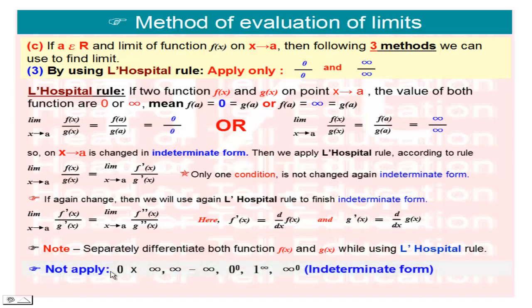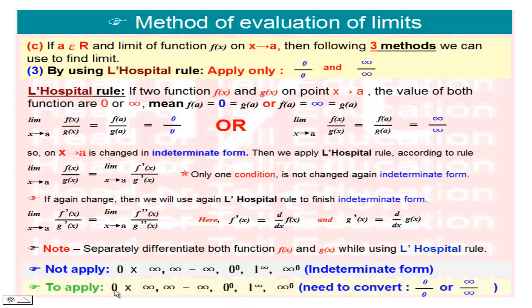You have to note also, if you have the indeterminate form like 0 multiplied by infinity, infinity minus infinity, 0 power 0, 1 power infinity, infinity power 0, in these forms you cannot apply the L'Hospital rule. If you want to apply the L'Hospital rule, you have to convert all these forms into 0 divided by 0 or infinity divided by infinity. So this is the L'Hospital rule.